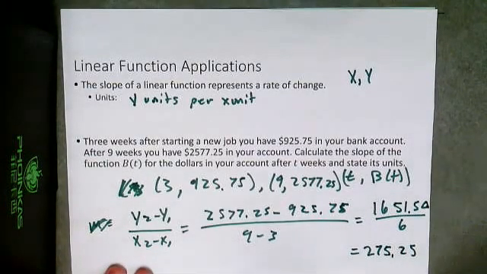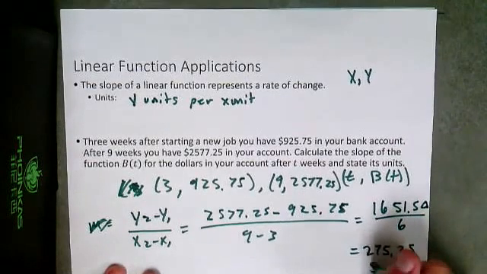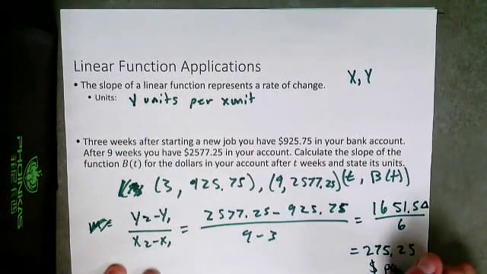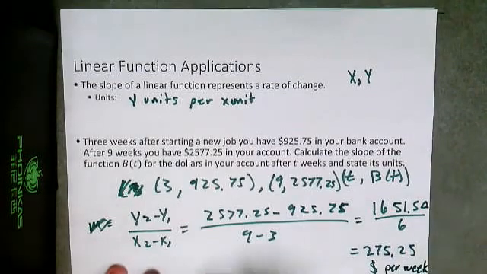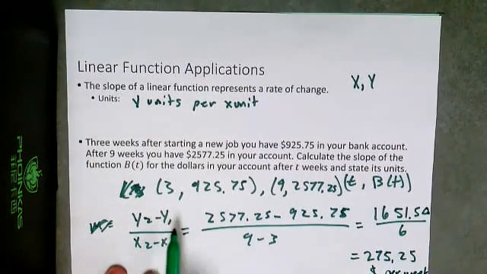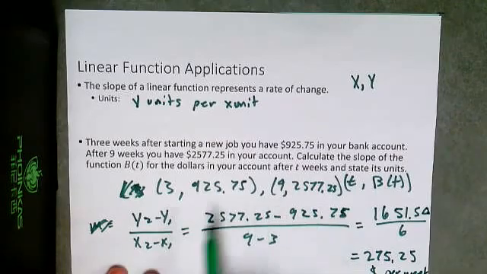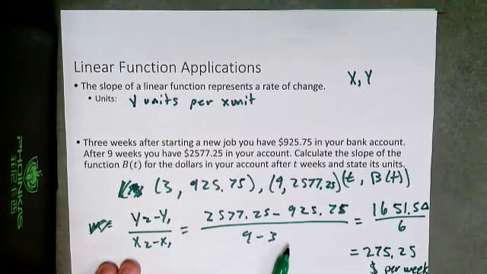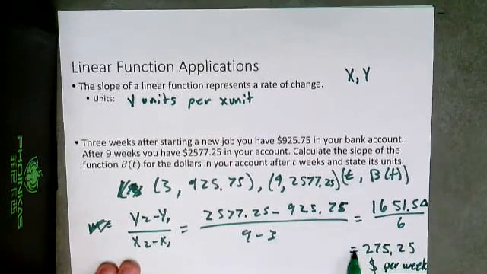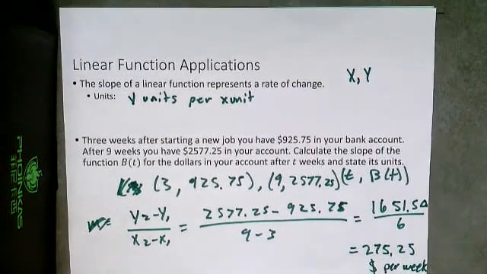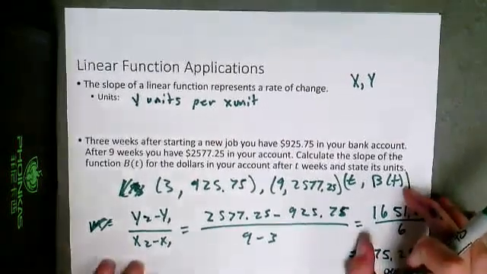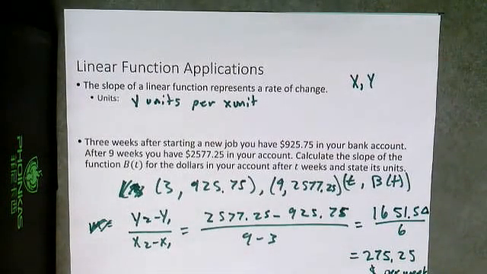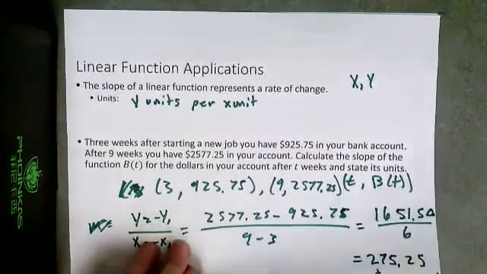What is this? These are just numbers. We need to state the units as well. This is dollars per week. So the change in y, that's the change in money. What is the money? It's in dollars. So the change in money over the change in x, in this case the change of t, which is weeks. So we get $275.25 per week. That's what this is telling us. Not too bad. And hey, that's not bad per week.